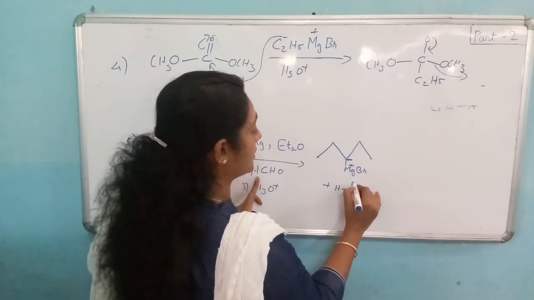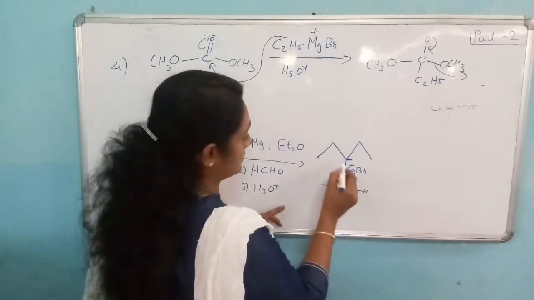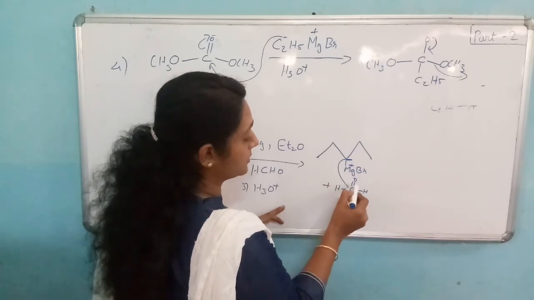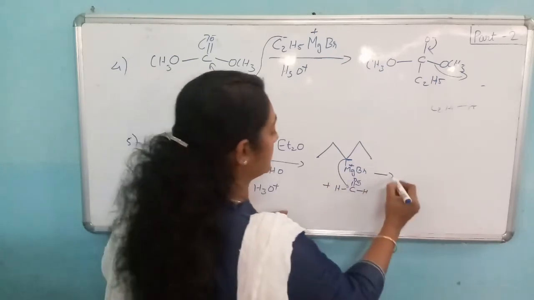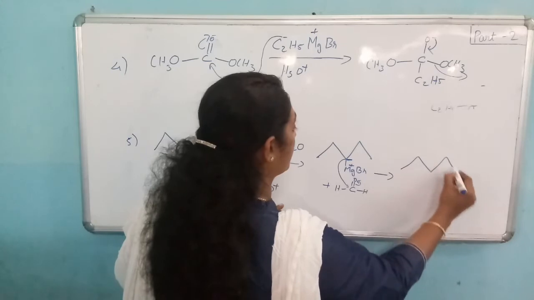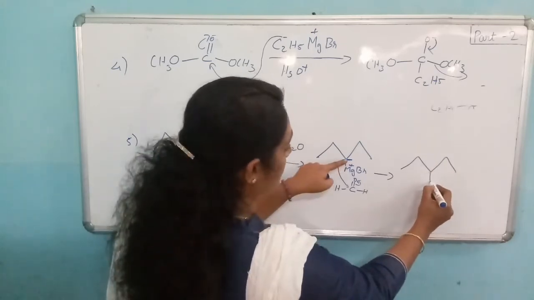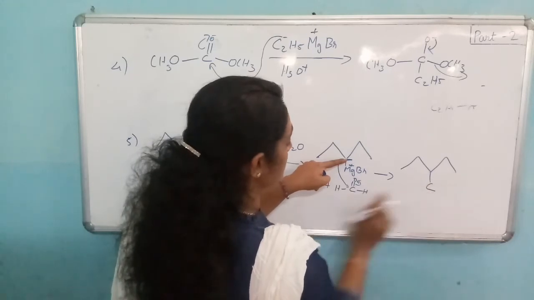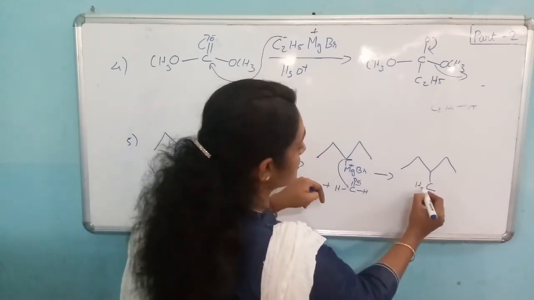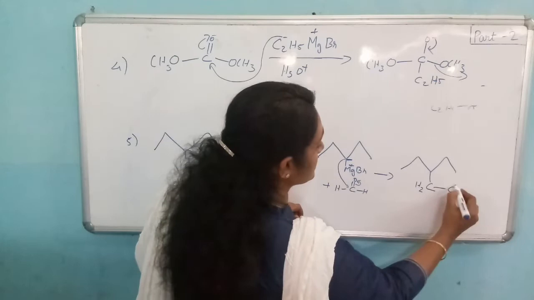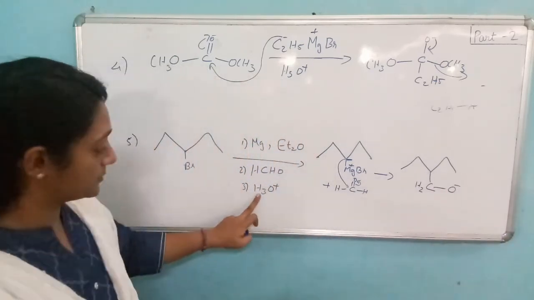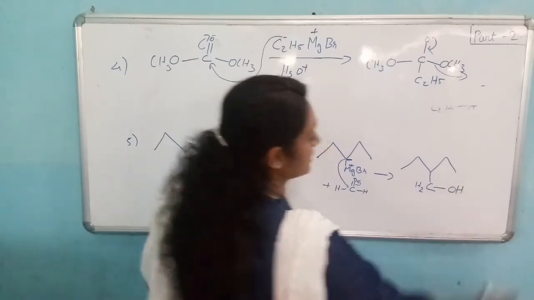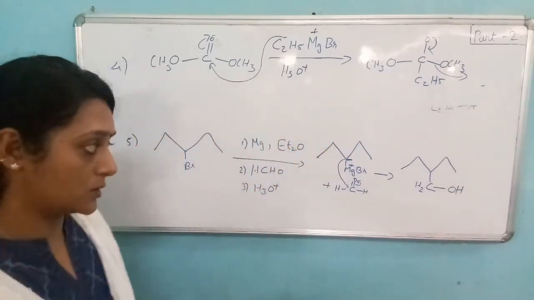HCH double bond O. This nucleophile comes and attacks the carbonyl carbon, and the bond shifts to oxygen. We get this carbon attached onto the carbonyl carbon, CH2, then O minus. And the third process is acid hydrolysis. On acid hydrolysis we get HOH, alcohol.